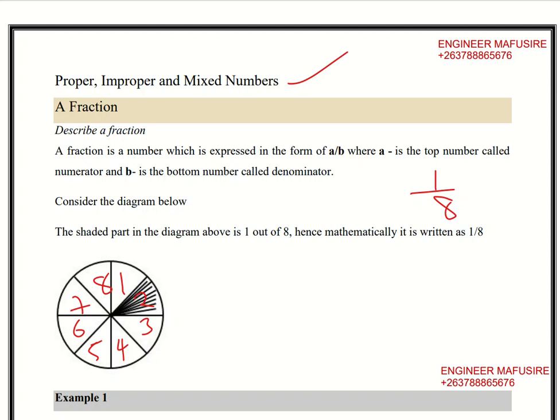So you are asked to write down the shaded part of the diagram as a fraction. You see that you have one part which is shaded, so you say 1 over the total number of divisions, which is 8. So you are going to say 1 over 8. That is how you are supposed to deal with shaded diagrams.